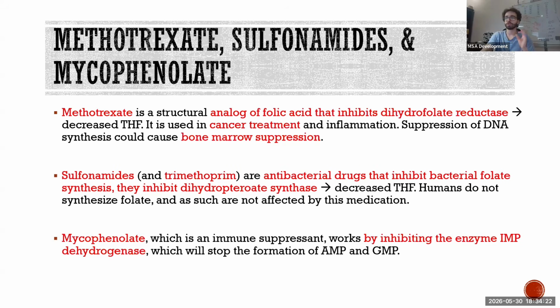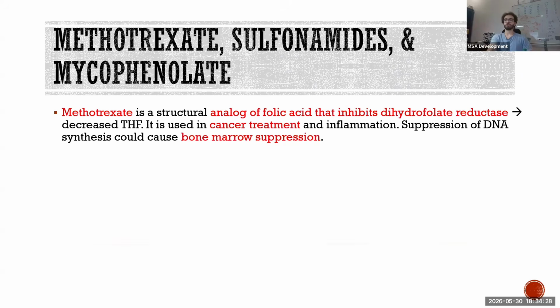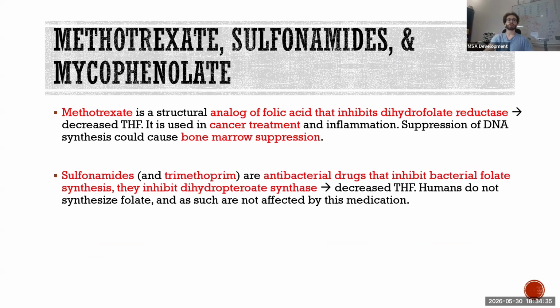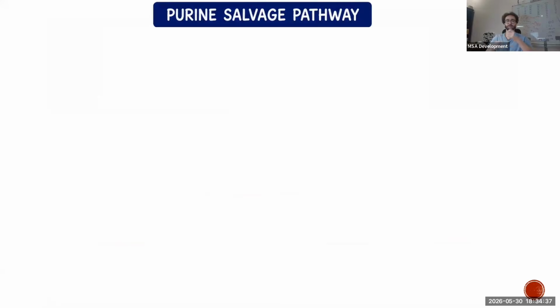Inosine monophosphate, yeah. It will stop the formation of adenosine monophosphate and guanosine monophosphate. So this is the de novo pathway. This is how we create purine nucleotides from scratch. Okay? Now we're going to go to the salvage pathway, which is basically recycling.